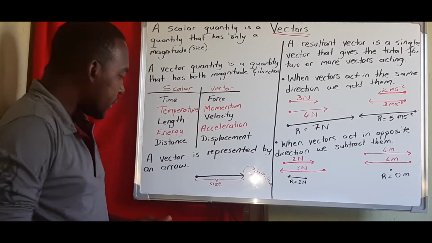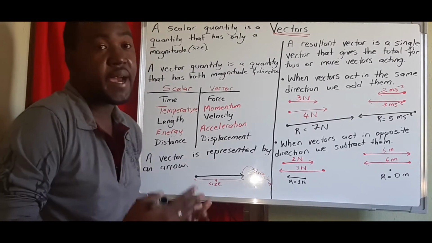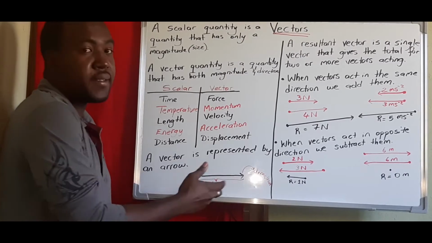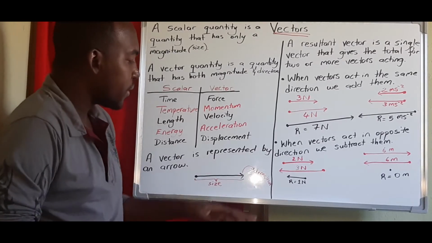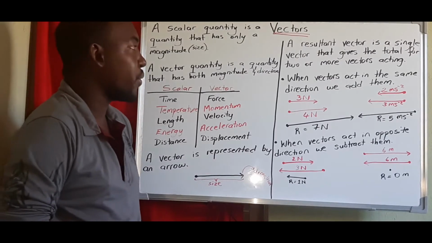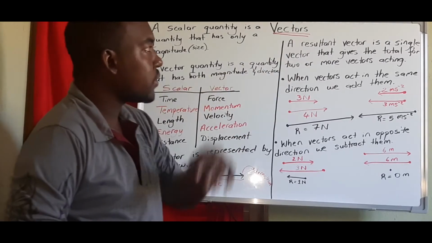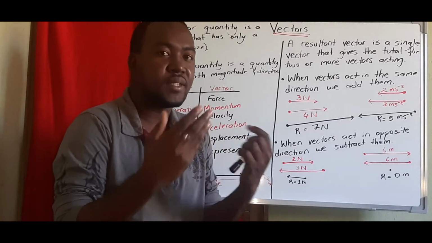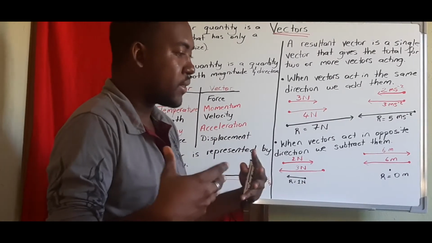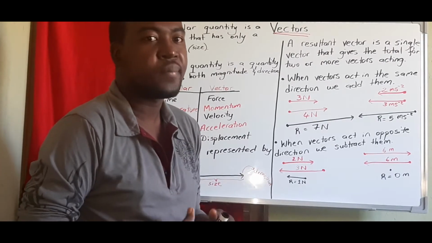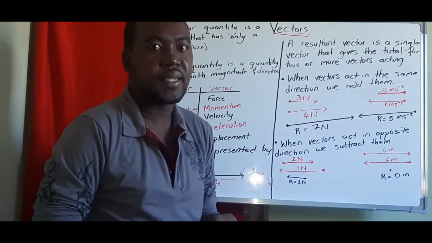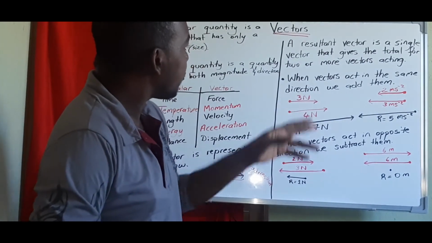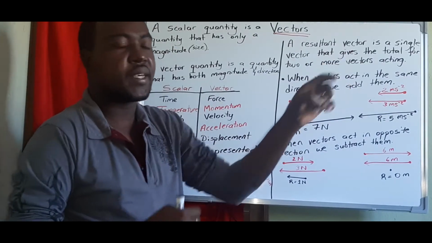And then a vector is represented just by an arrow. The length of the arrow tells us the size or the magnitude, and the arrowhead shows the direction in which it is going. A resultant vector is a single vector, just one vector, that gives the total of different vectors. So if we have different vectors acting on an object, then the resultant is the total vector that's acting.